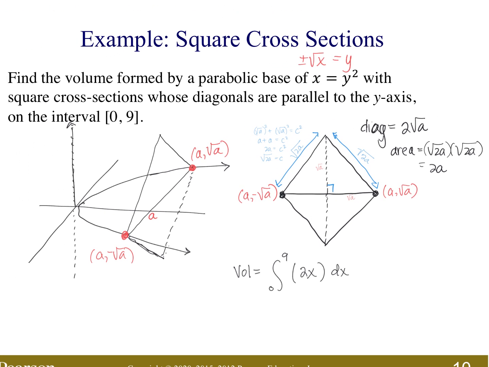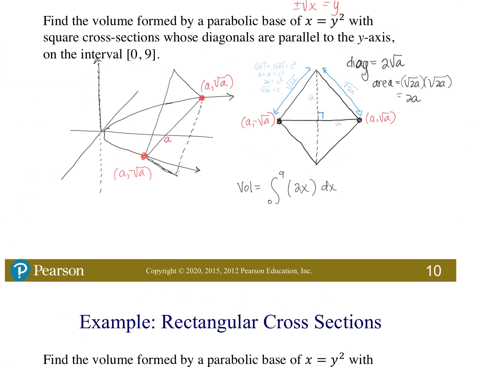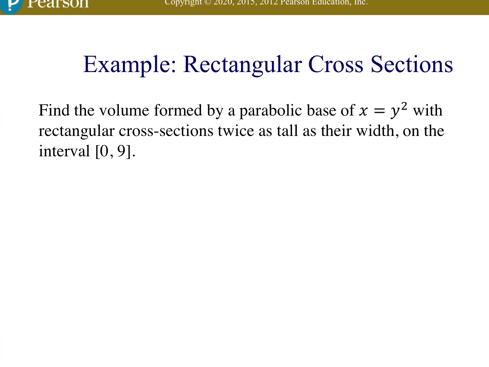Why is the area not rad 2a times 2 rad a? No. Because the area of a square is one side times another side, not times the diagonal. Okay. All right, any questions on that? Okay, so same shape, and then we're done.